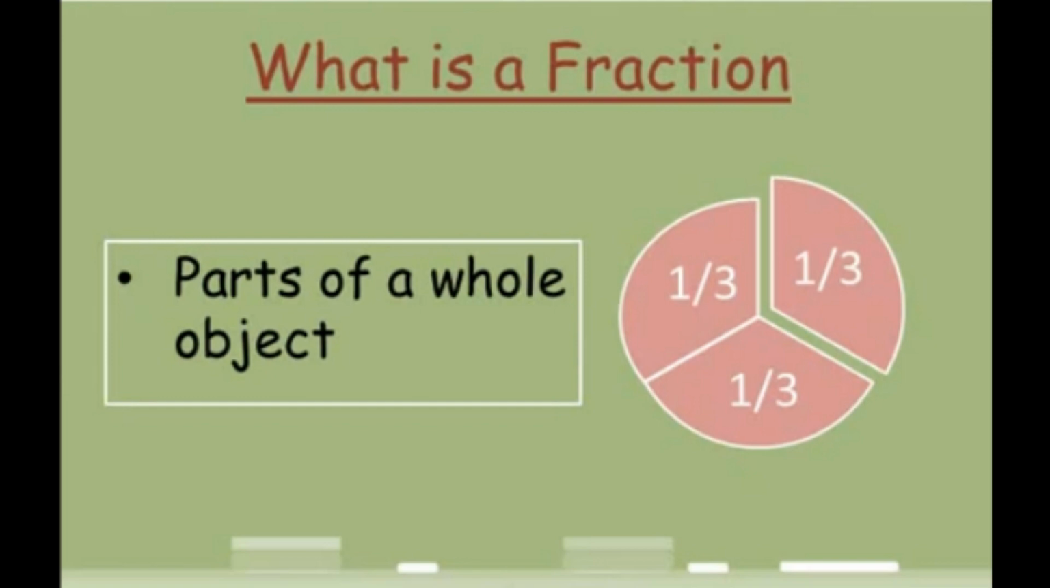The top number is the numerator, and that's how many pieces you have of the whole object. So if it's divided into thirds and you have 1 piece, it would be 1/3. If you have 2 pieces, 2/3, so on and so forth.